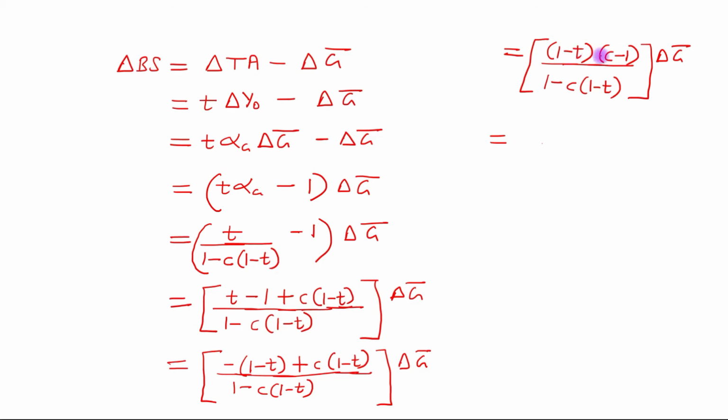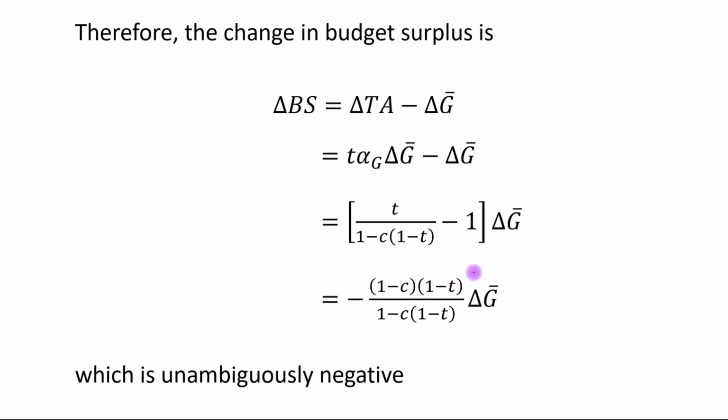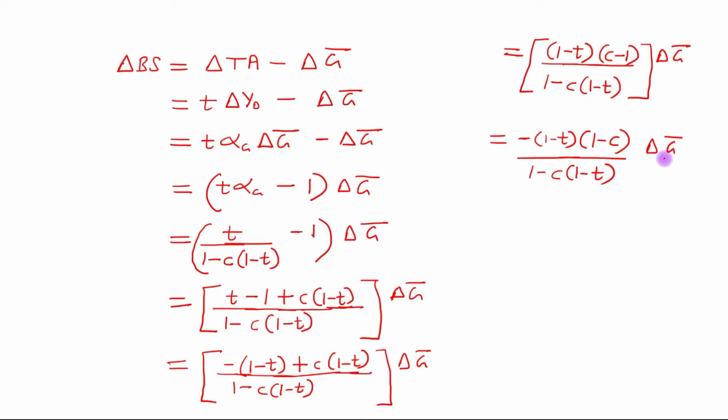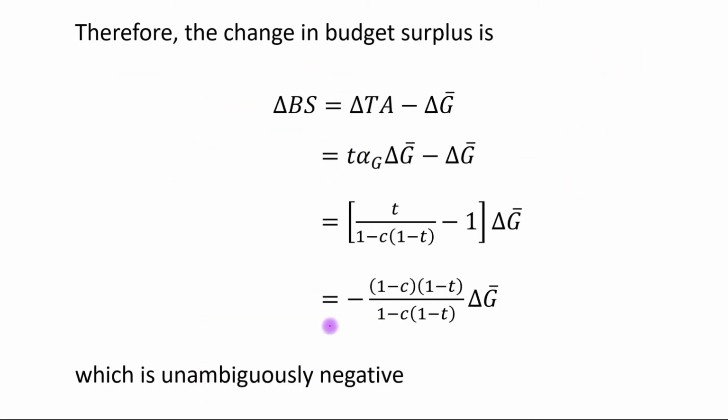And the last step, we will take minus 1 common from this bracket, so it will be minus 1 minus T and 1 minus MPC upon this term, change in G bar. This one, which is unambiguously negative.